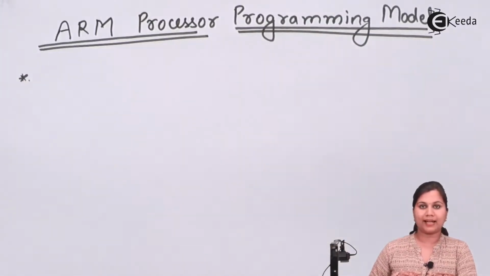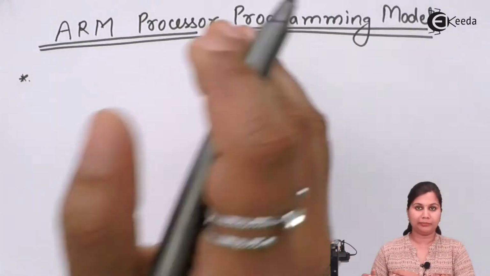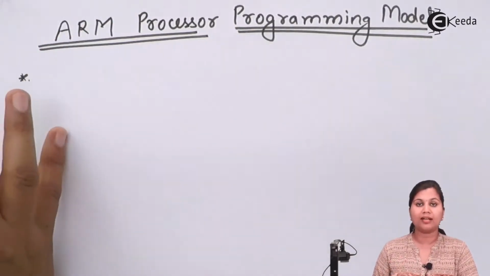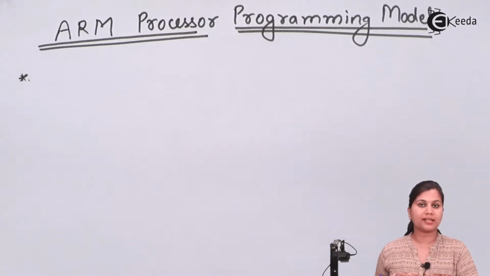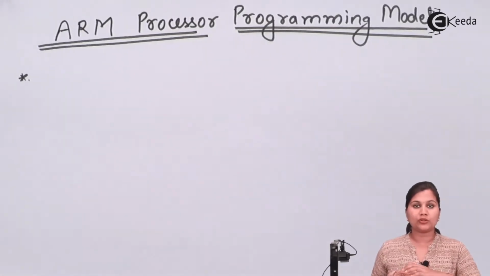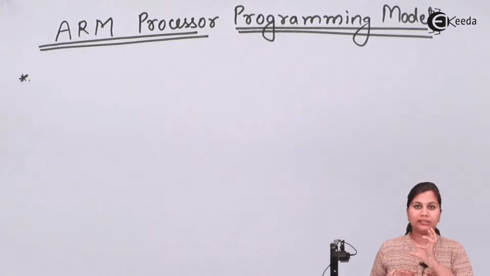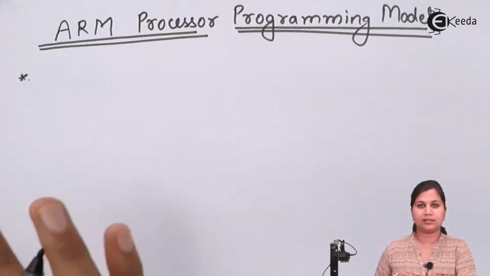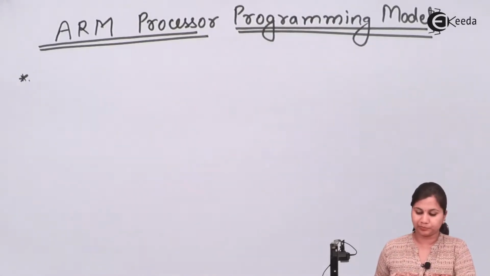As I've said, by the programming model we mean that when we are doing the programming over the processor, which of the registers and which of the components of the processor are being used. So the internal structure or internal registers which are used during the programming of the processor constitute the programming model.